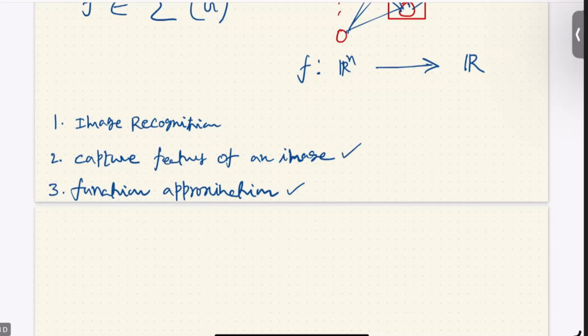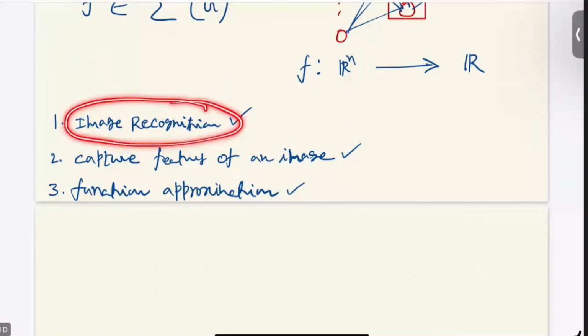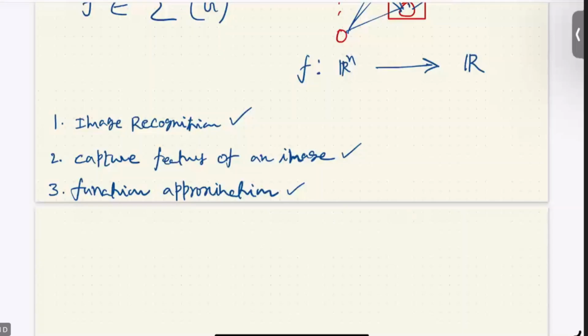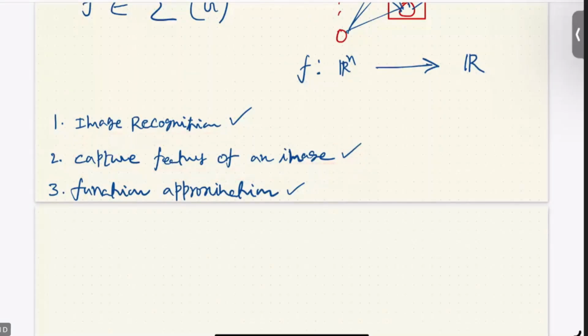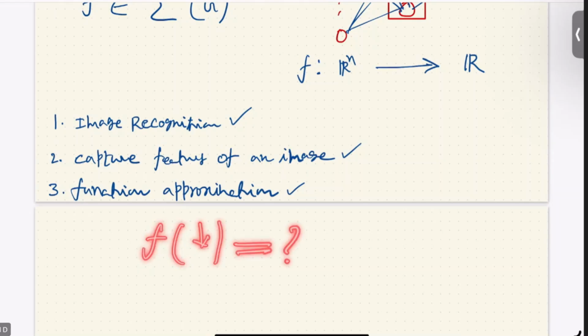Even internally, these are all function approximations, whether it is speech recognition, voice recognition, or voice modulation. We are approximating a function, and once we know the function, we supply the unknown input and get the output. That's what we are looking at.